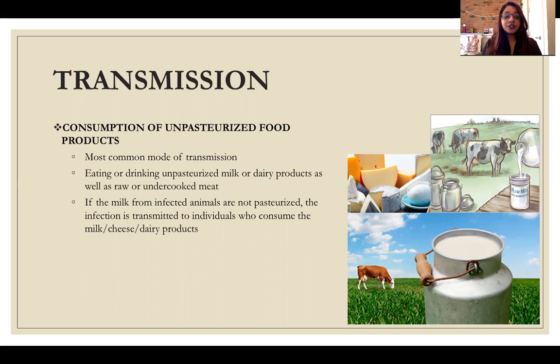Transmission. Transmission of brucellosis typically involves the consumption of unpasteurized food products. It is the most common mode of transmission. It involves eating or drinking unpasteurized milk or dairy products, as well as raw or undercooked meat. If the milk from infected animals is not pasteurized, the infection is transmitted to individuals who consume the milk, cheese, or any type of dairy product.